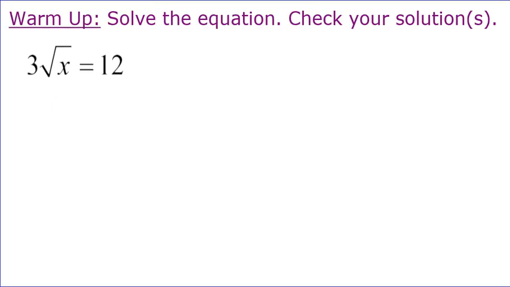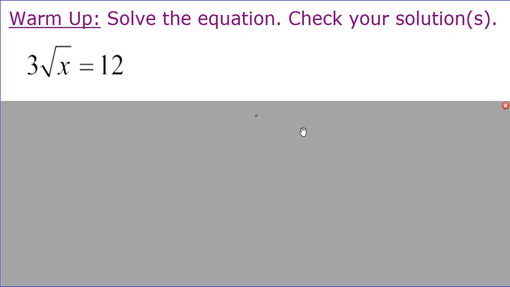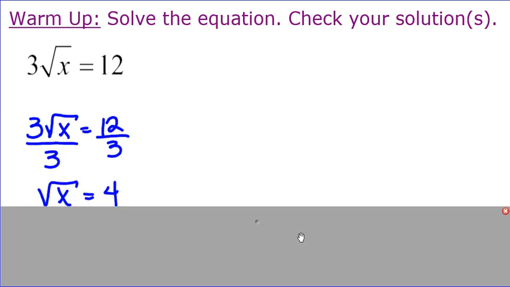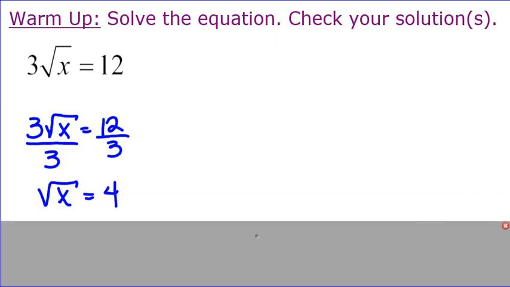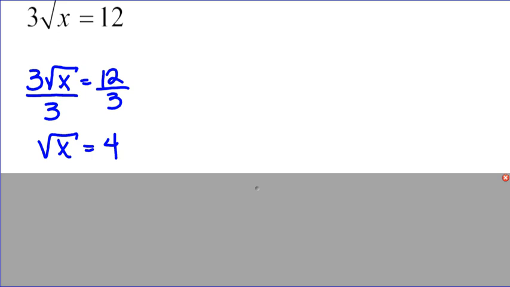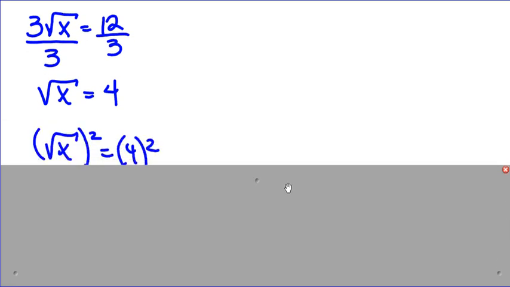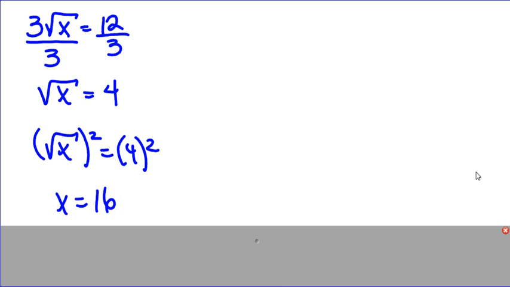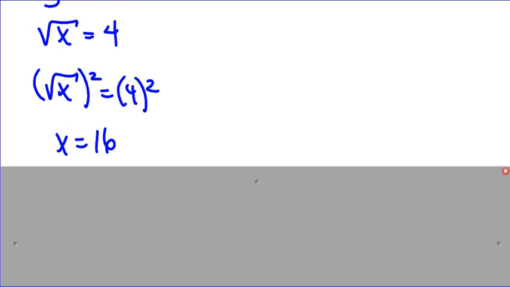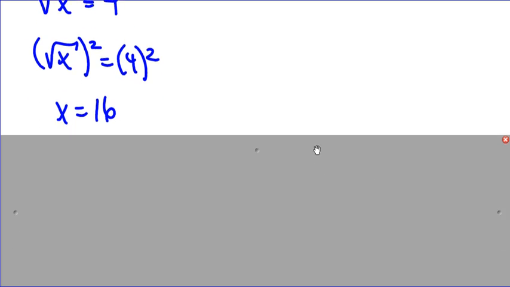Now we've got 3 times the radical of x equals 12, or 3 times the square root of x equals 12. We want to undo this equation to solve for x. Well, to undo multiplication, we have to do division, so we'll divide each side by 3, which gives us the square root of x equals 4. To undo the radical, we have to square each side, so x equals 16. Now I want to take that and put it back into the original equation and make sure that it's a true statement.